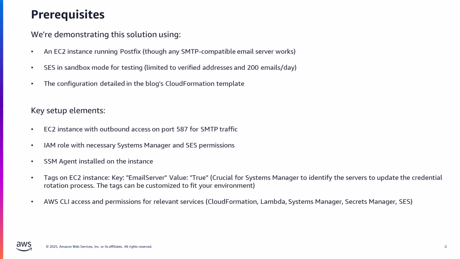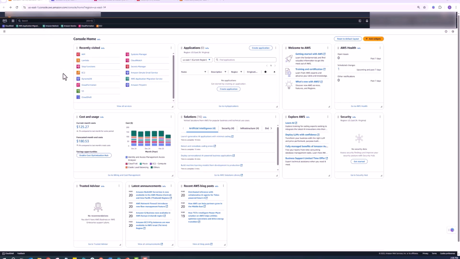While this setup suits our demonstration, remember that these principles are flexible. You can adapt them to various environments, whether you are working with different email servers outside the SES sandbox or even in hybrid cloud on-premises setups. Now let's dive into the implementation of option 1, which is the fully automated credential rotation solution.